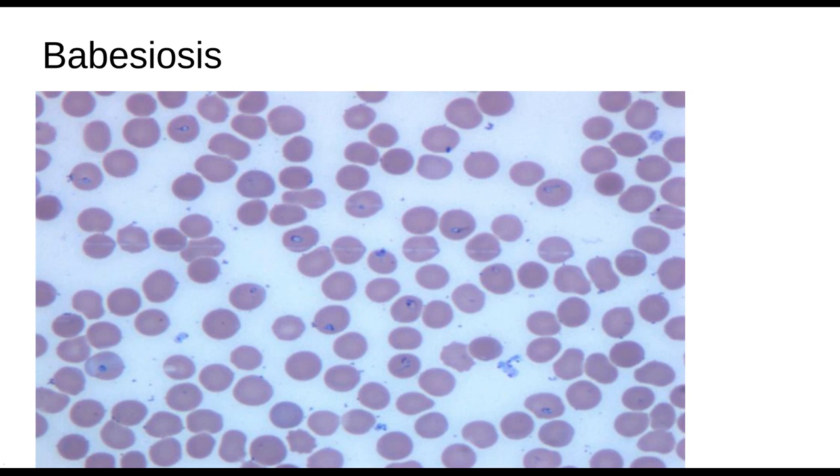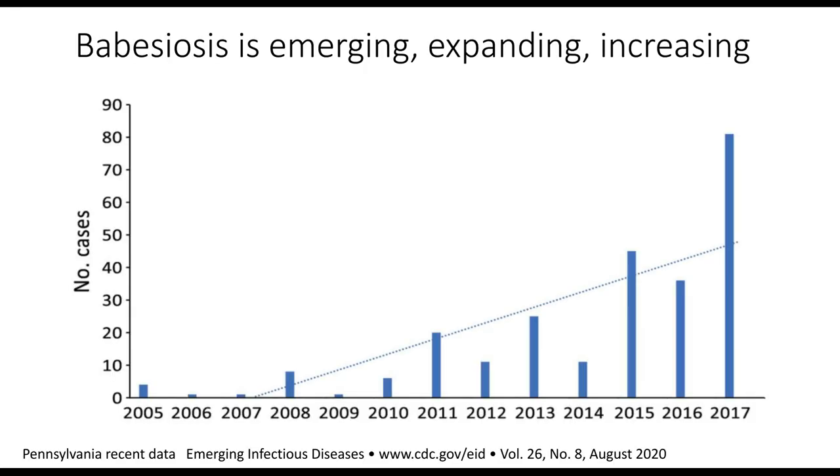You have seen slides like this before during your training of Babesia easily demonstrated living inside red cells. Babesia is an emerging and expanding infection. This is one state, this is Pennsylvania. Most states in the Northeast and the upper Midwest are showing graphs like this.